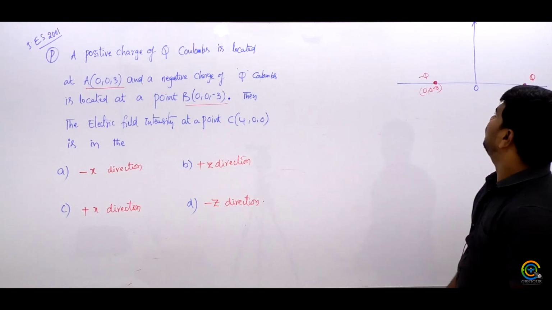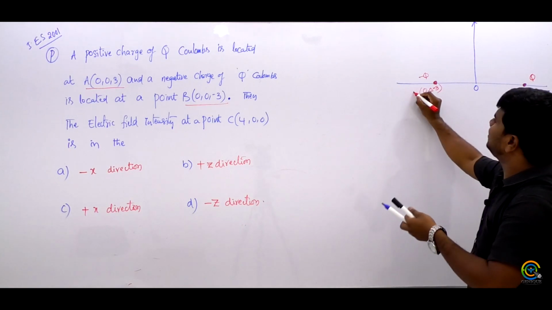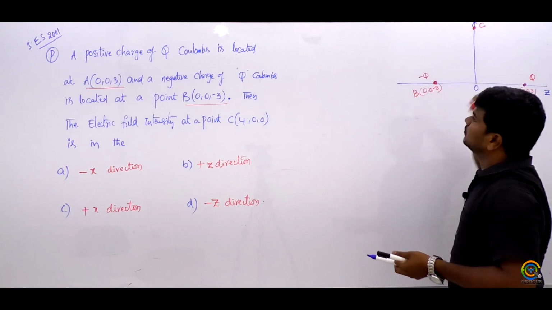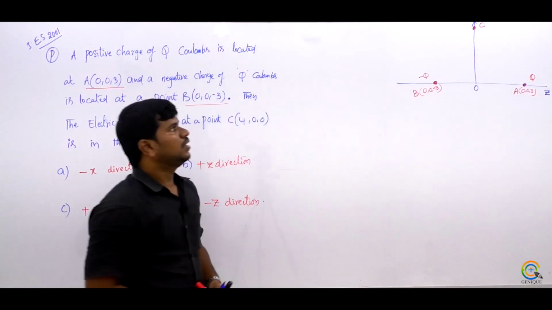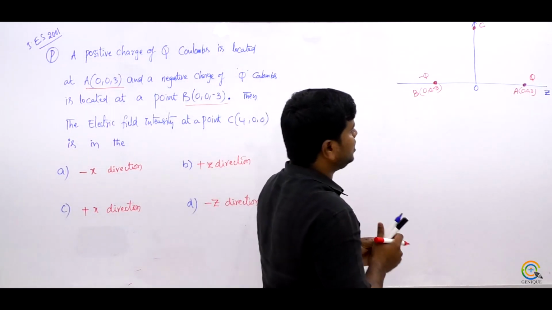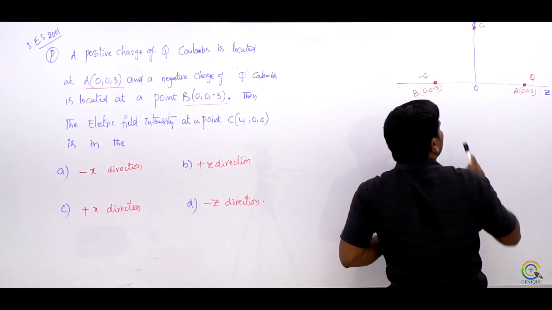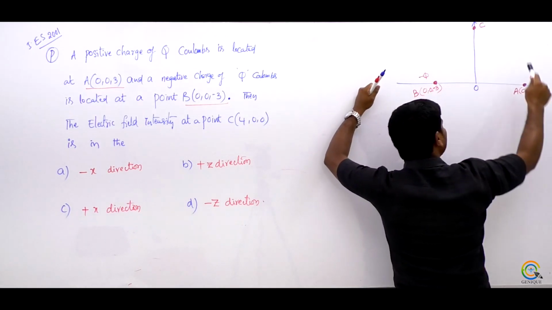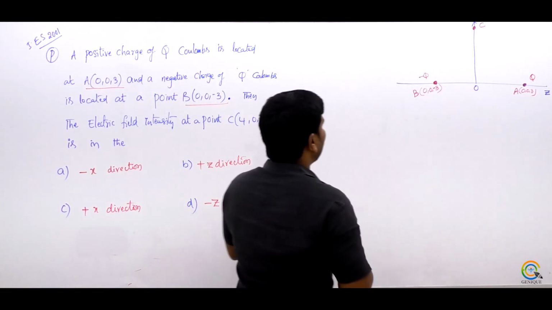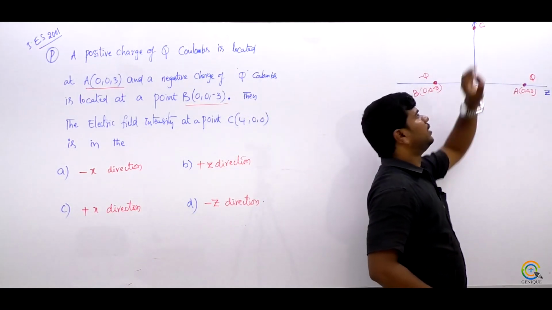Understand? So where do we have to find the electric field intensity? This is the point A, this is the point B. We have to find the electric field intensity at the point here. Okay, we have to find the electric field intensity at this point. So how can we find it? See, due to this point charge we have to find the electric field intensity on this point, and due to this point charge on this point. So first of all, we will calculate the electric field intensity due to this point charge here.